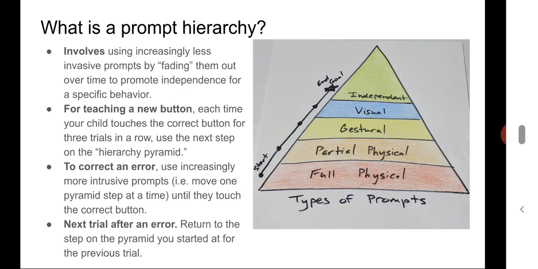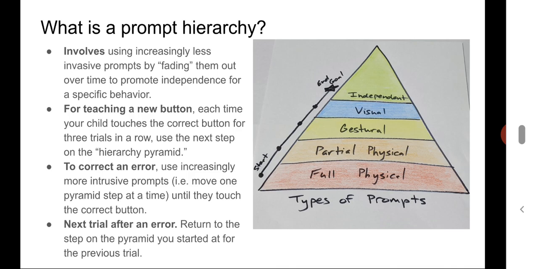So you say, what do you want? You full physical prompt the response. You say that again, what do you want? You prompt the full physical response. And say, what do you want? And then you prompt again the full physical response. All right, now you've done that 3 times in a row. Now it's time to move on to the partial physical prompt.